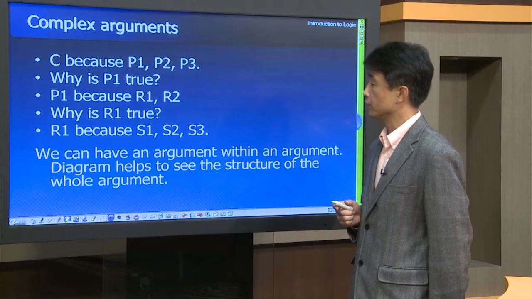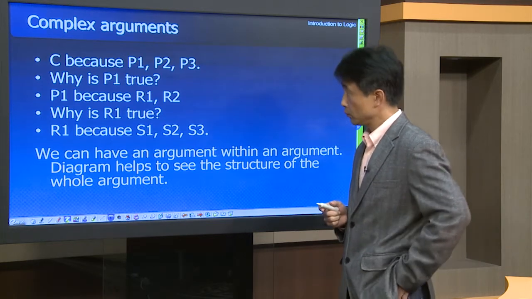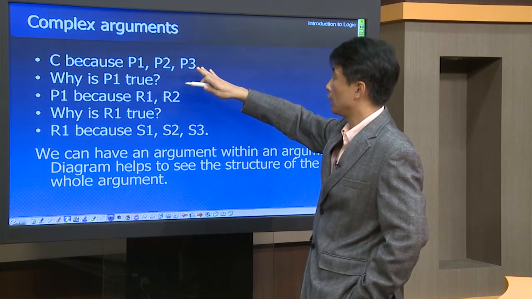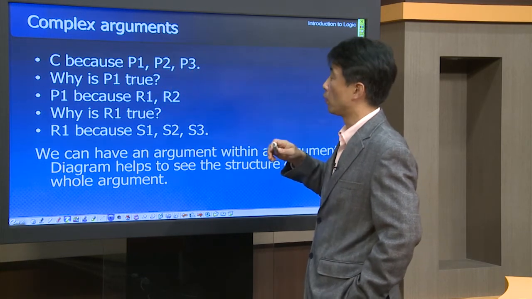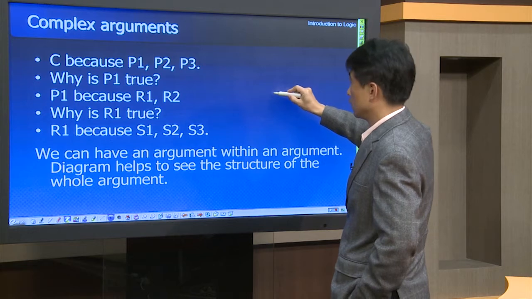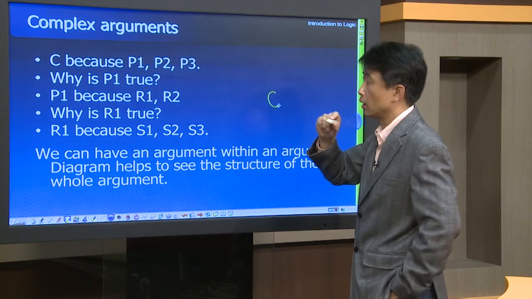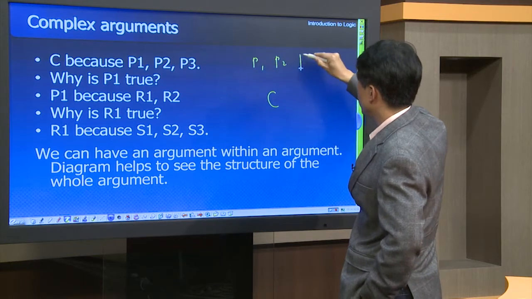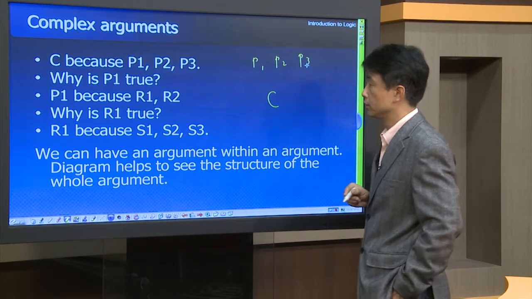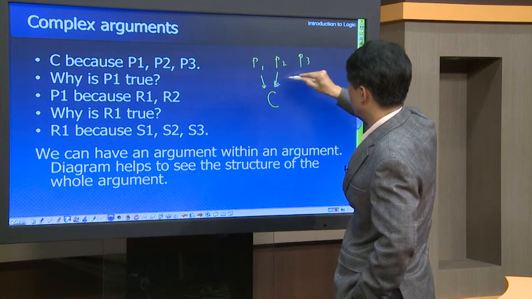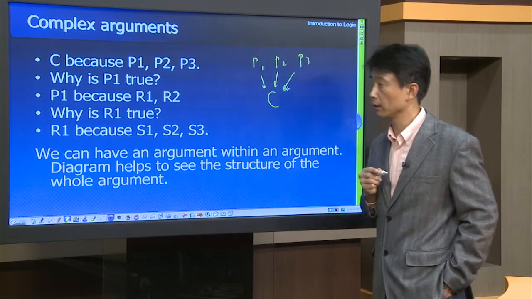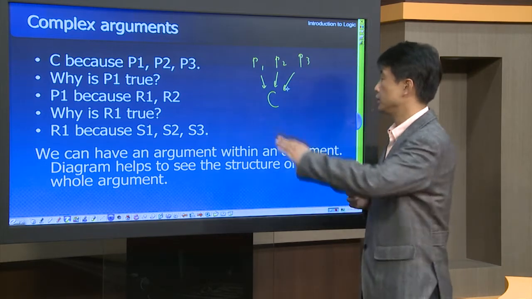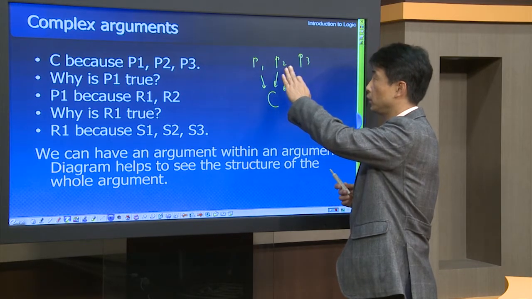Okay, complex arguments. Depending on whether it's joint or independent support, let's suppose that P1, P2, P3 independently support C. Let's just assume that. Okay. In many cases, you argue C because P1 and P2 and P3.